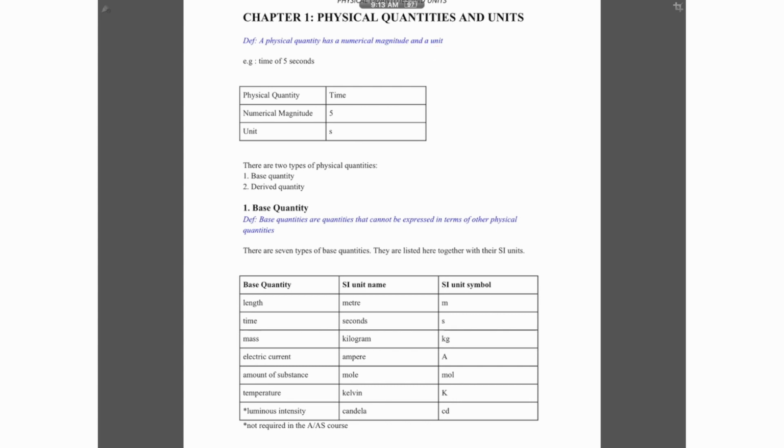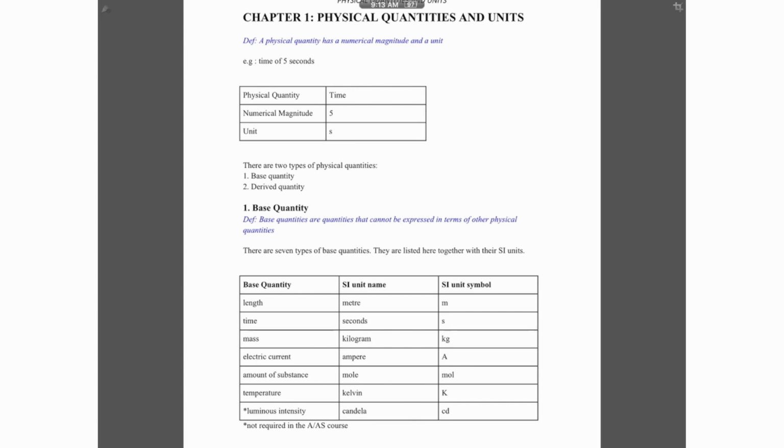Example, you give me any quantity in physics, right? Let's say force. You can give me the magnitude and you give me the unit, right? Like 5 Newton. So that is a physical quantity. In fact, any quantity in physics is a physical quantity. Okay? Because it has a numerical magnitude and it has a unit.